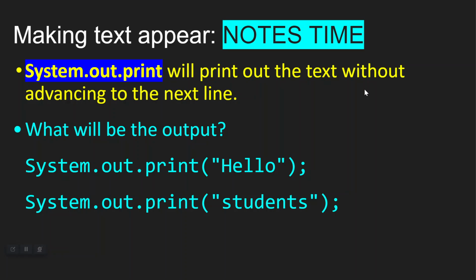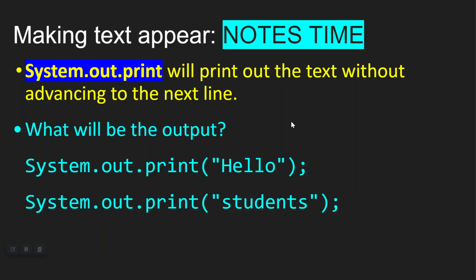All right, now we're going to look at how do I get text to appear on the screen. So you have two print commands. You have system.out.print, which will print out the text without advancing to the next line. So think about what will be the output of these two lines of code. You've got system.out.print hello, and then system.out.print students. So maybe pause the video for a second here and think about what this is going to look like when I run it.